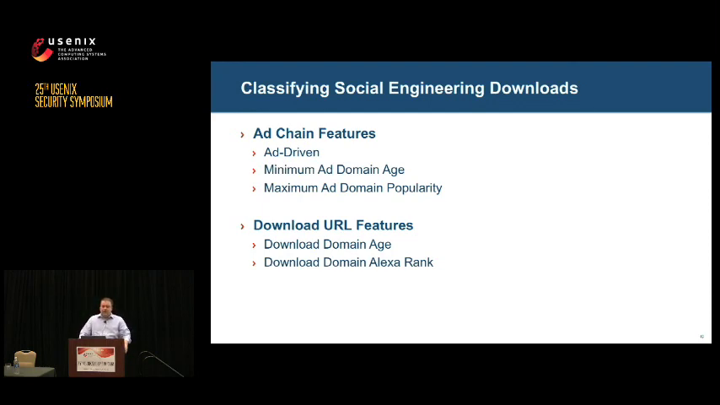Then moving on to the download URL features, we looked at download domain age, which is the age of the download domain itself. These also tend to be young if they're serving malicious files, because they get blacklisted and have to rotate out domains. We also used download domain Alexa rank. What we found is that over 60% of the benign downloads had Alexa rankings of less than 100,000, whereas for the majority of social engineering downloads, the domain rank was above 1 million.